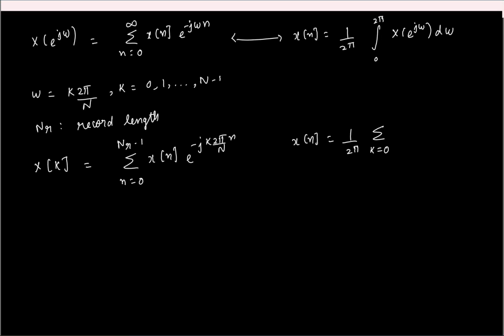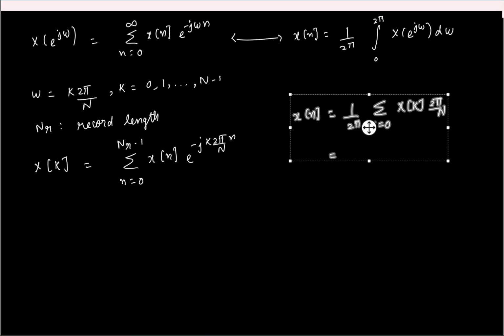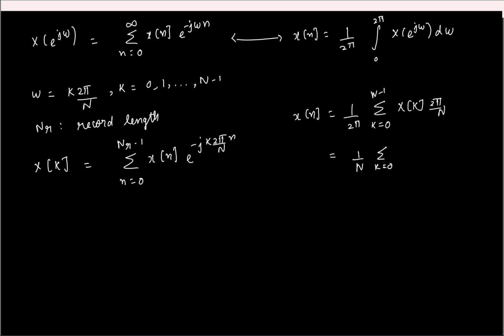And what is d omega? Earlier d omega was a small increment in continuous frequency. Now what is the step at which I can increment my frequency? So d omega is essentially 2 pi by N. So this simplifies to 1 by N. Sorry, I made a mistake. Here I have e power j omega n and d omega. I missed it. Apologies. So here I'll have e power j 2 pi k n by N, same thing.